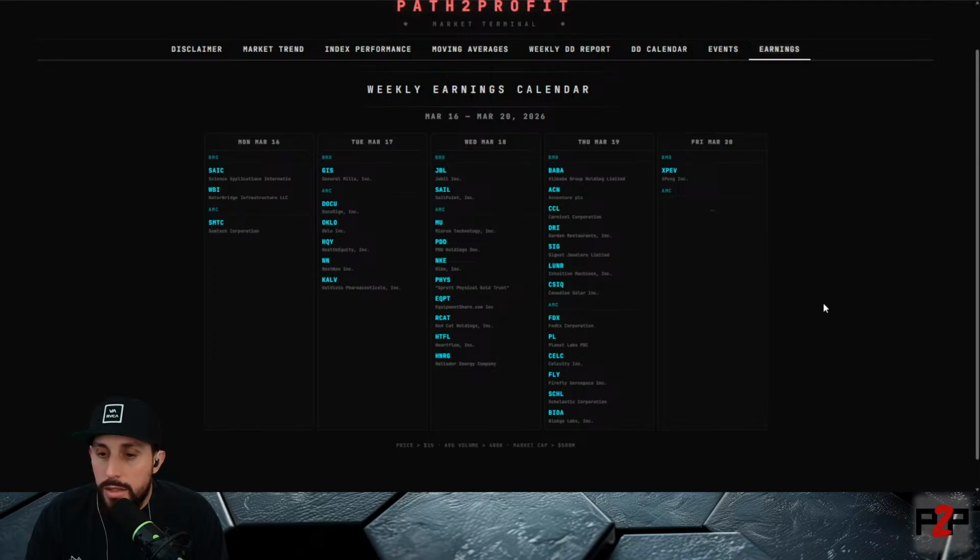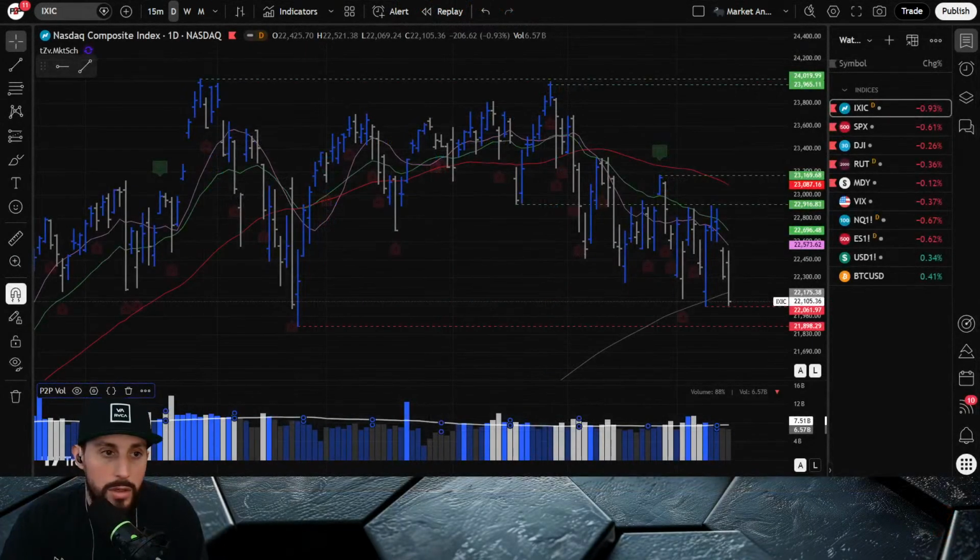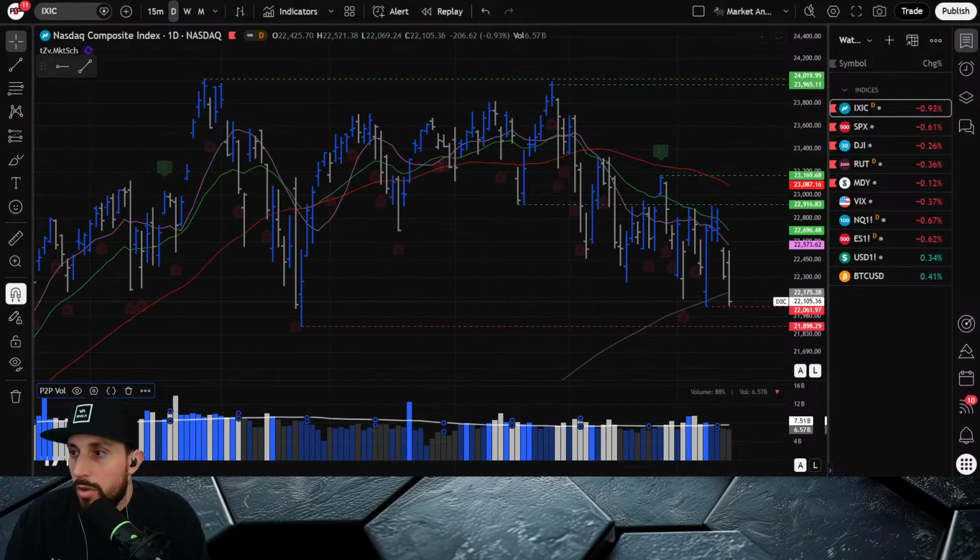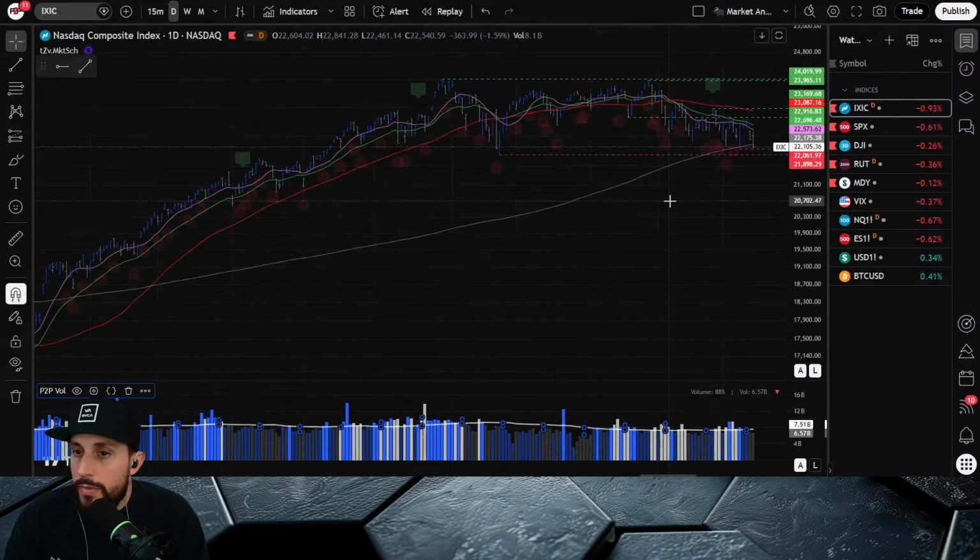Other than that, let's jump over. Let's take a look at where we're starting. Okay, we're on the daily on the NASDAQ. So when you zoom out, you can see we have this big uptrend, sideways action. We were kind of wedging higher towards those all-time highs, and then we started to reject off of those highs, and now we're starting to roll over.